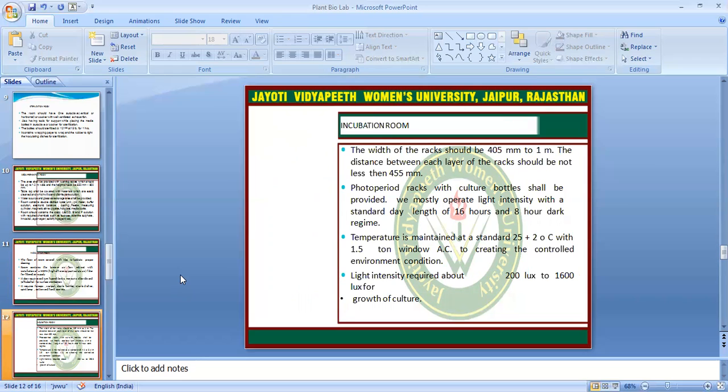In the incubation room, the width of racks should be 405 millimeters to 1 meter. The distance between each layer of the rack should not be less than 455 millimeters. Photoperiod racks with culture bottles shall be provided. We mostly operate light intensity with a standard day length of 16 hours light and 8 hours dark regime. Temperature is maintained at the standard 25 plus or minus 2 degrees with a 1.5 ton window AC to create a controlled environment. Light intensity required is about 200 lux to 1600 lux for growth of cultures.